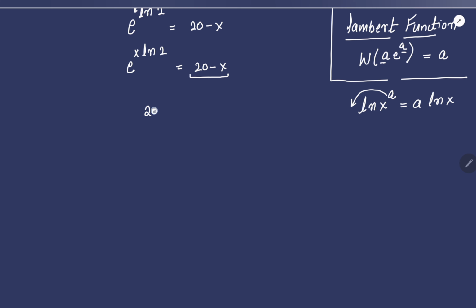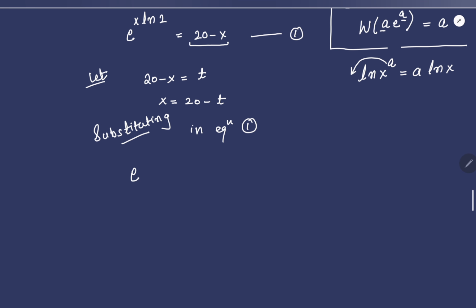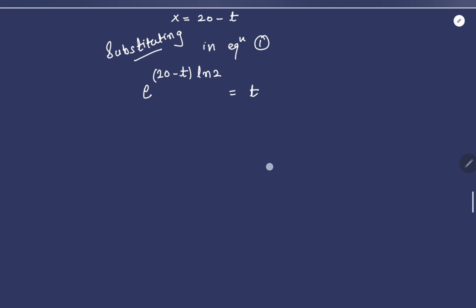Can I write it as one variable? Let 20 minus x be t. Then x will be equal to 20 minus t, right? Substituting, suppose I call this equation 1, you will get e raised to power (20 minus t) ln 2 is equal to t, right?